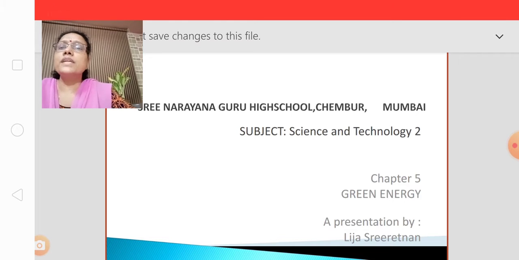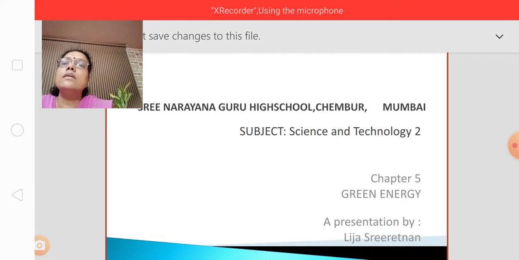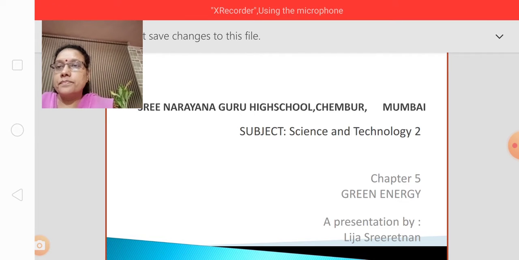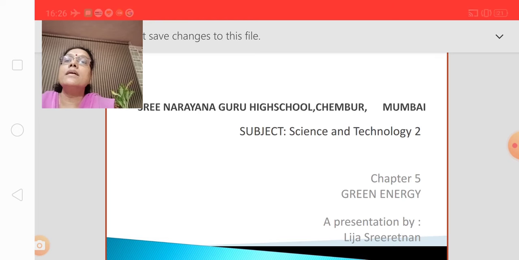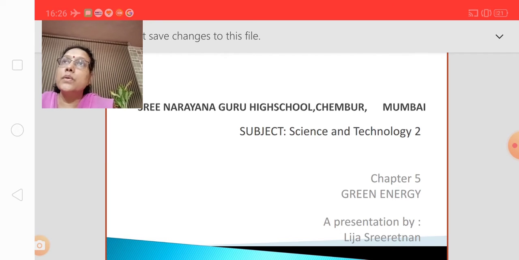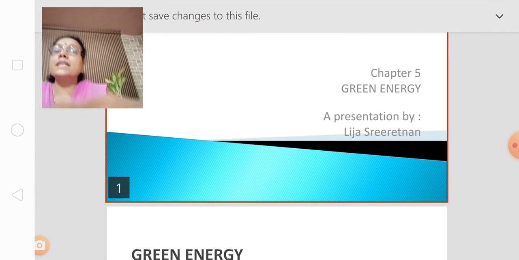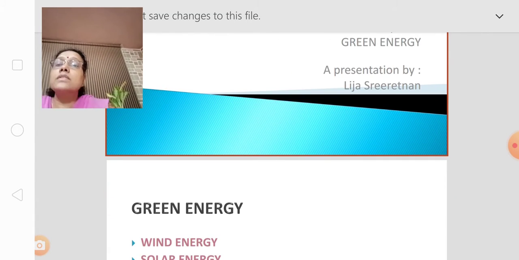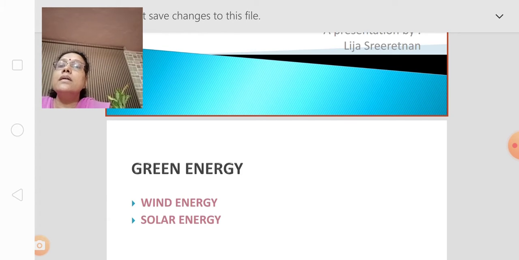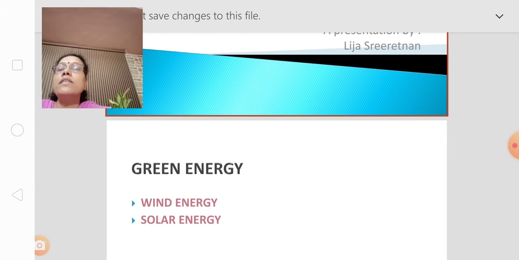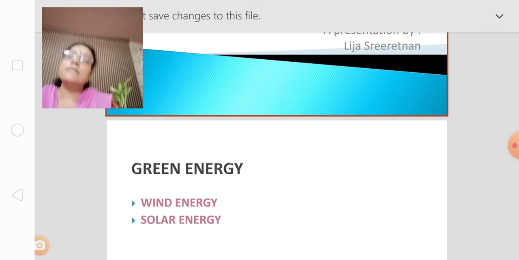For the past 2 weeks we have been learning about different types of power plants. We learned about thermal power plant, nuclear power plant, and hydroelectric power plant. Now 2 more power plants are there. Which are they? Solar power plant and wind energy. That is a power plant which works based on wind energy. So wind, as it blows with a very high velocity, generates electricity.